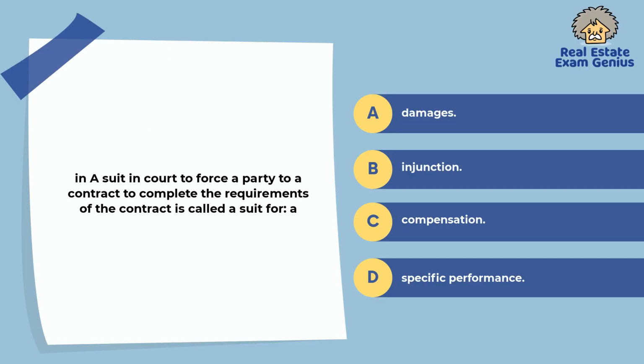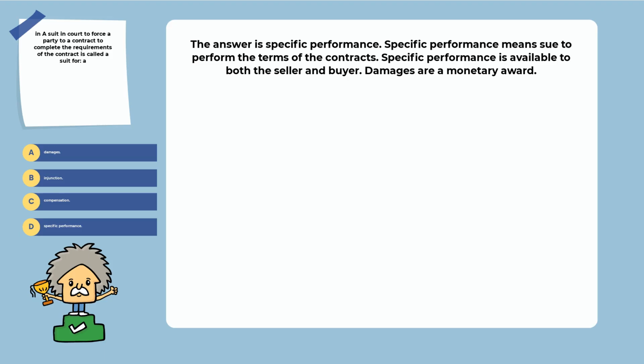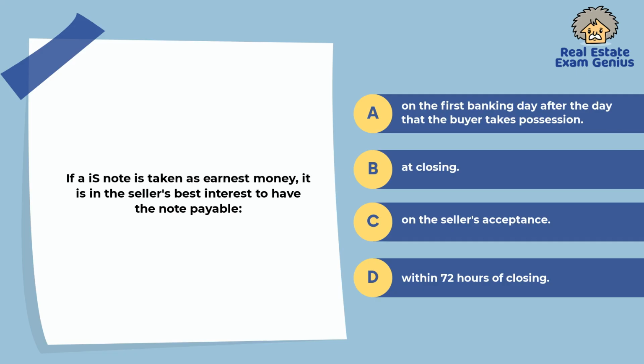A suit in court to force a party to a contract to complete the requirements of the contract is called a suit for damages, injunction, compensation, specific performance. The answer is specific performance. Specific performance means sue to perform the terms of the contract. Specific performance is available to both the seller and buyer. Damages are a monetary award.